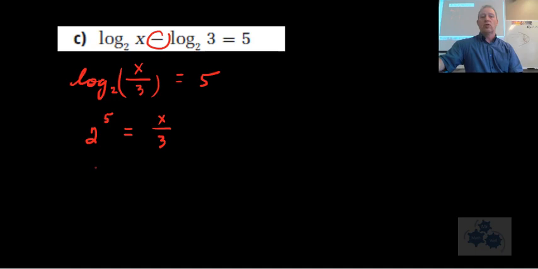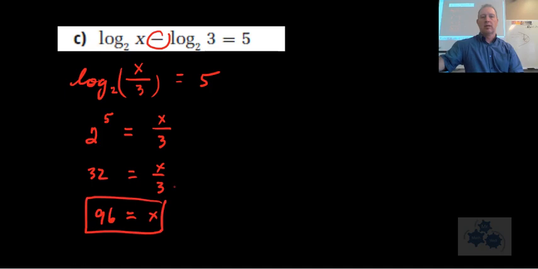Okay? So then you've got 32 equals x over 3. Then you've got 96 equals x. Okay? So write it as a single logarithm. That make sense?